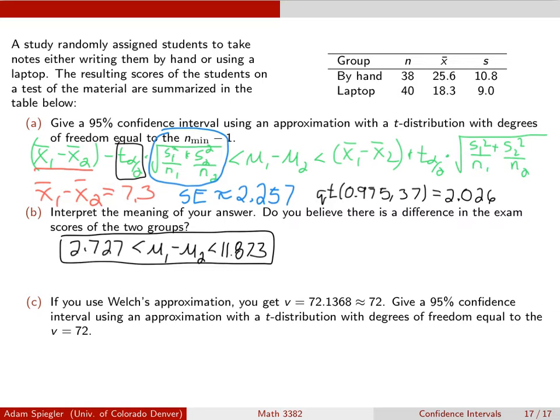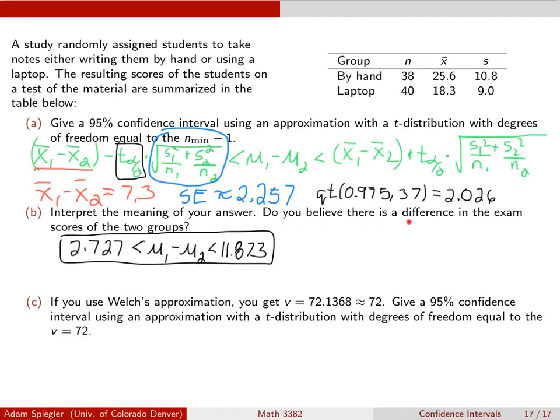Okay, so if we want to interpret what this interval tells us, over here we could say that there's a 95% confidence that the interval from 2.727 up to 11.873 contains the actual difference between the mean scores of all students that take notes by hand compared to all students that take notes with a laptop.